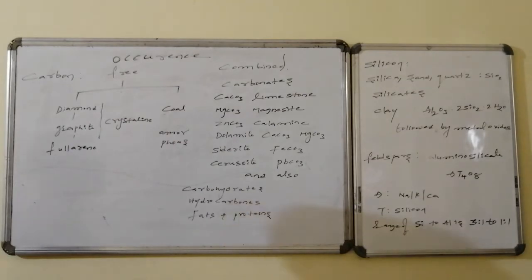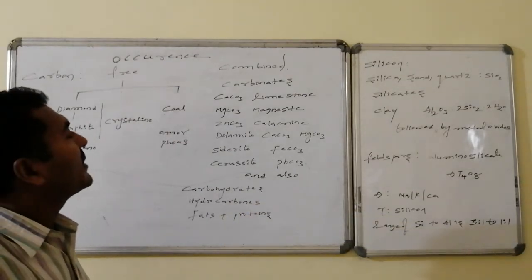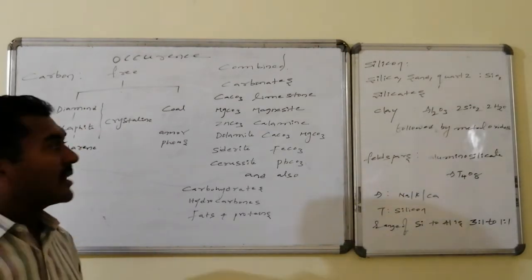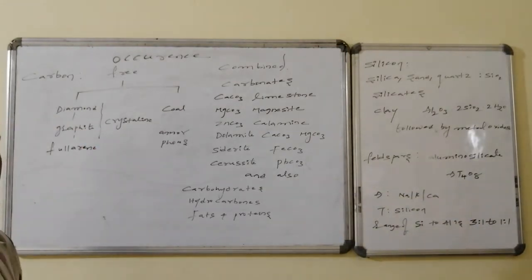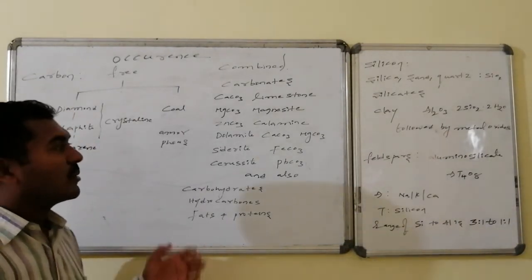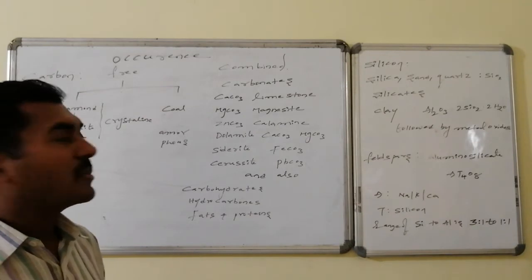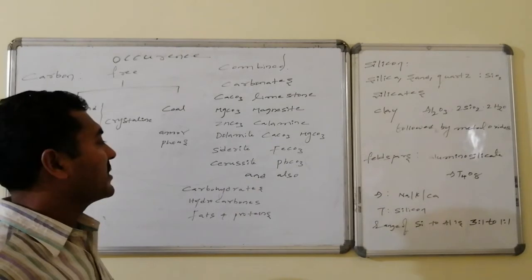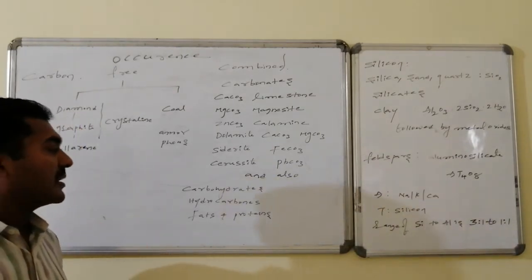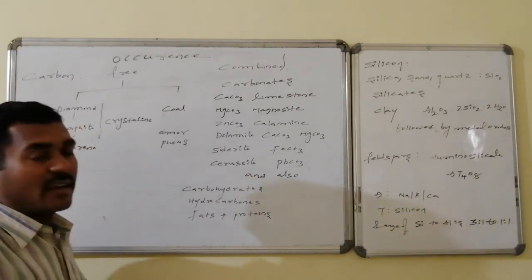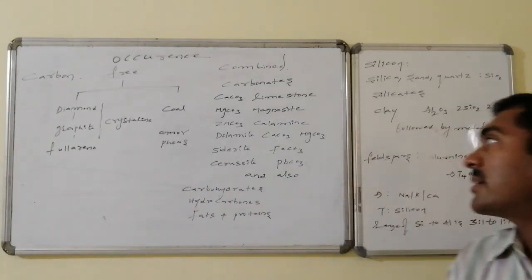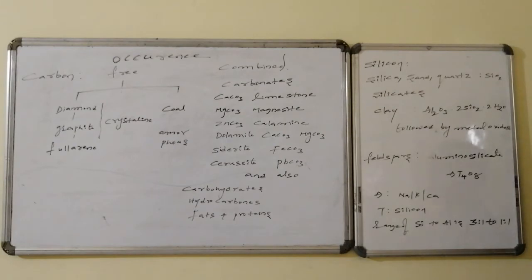In the combined state, it is present in the form of carbohydrates and carbonates: calcium carbonate known as limestone, magnesium carbonate known as magnesite, and zinc carbonate known as calamine. Dolomite is the combination of calcium carbonate and magnesium carbonate. Siderite is ferrous carbonate. Cerussite is lead carbonate. It is also present in hydrocarbons, fats, and even proteins.